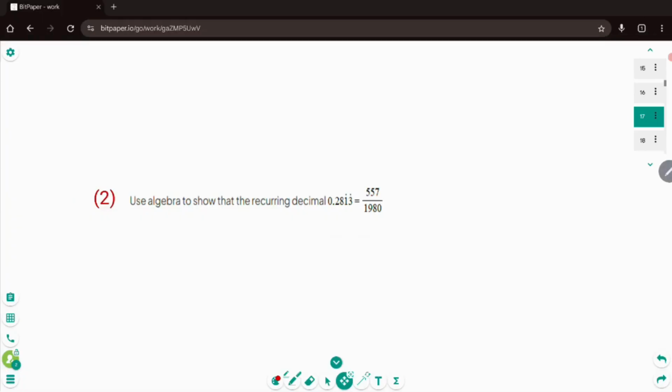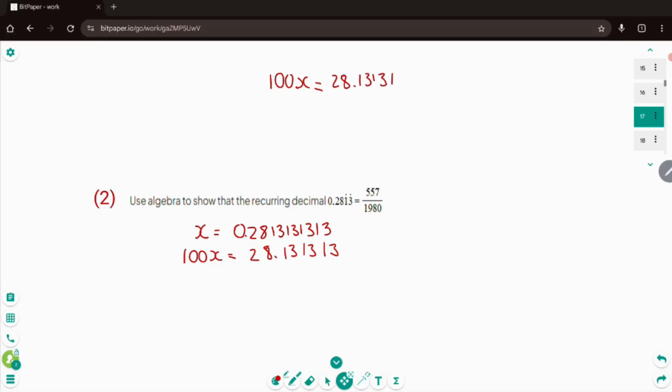Again, put me on pause and have a go at this one. Let's start out the same. Let x equal 0.828, and just the 1 3 recurs this time because you've got a dot over the 1 and a dot over the 3. So again, it's a double digit recurring decimal, so let's multiply by 100. Let's write the 100x at the top, x underneath, and line everything up together.